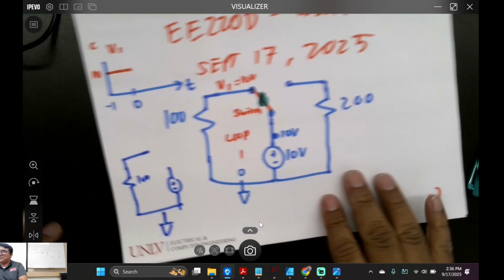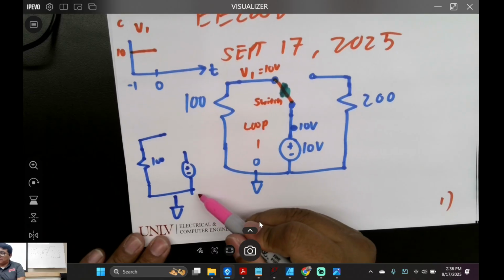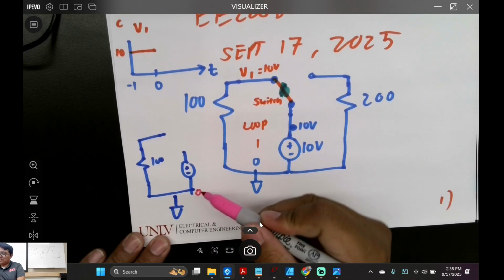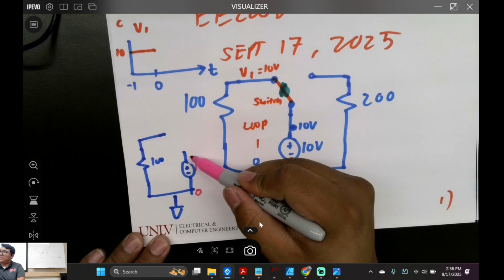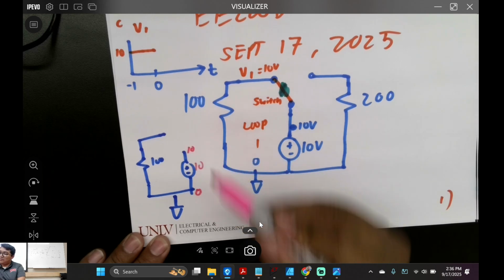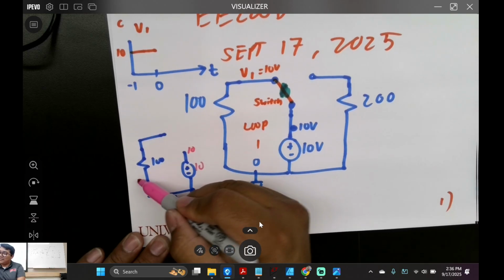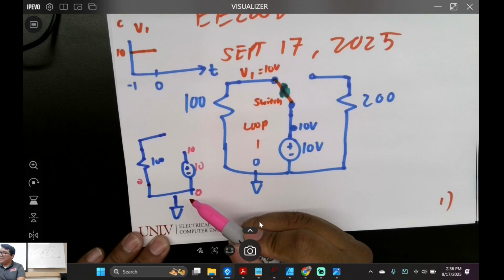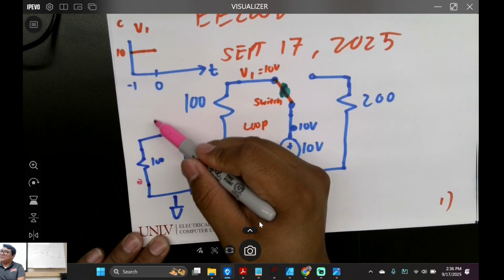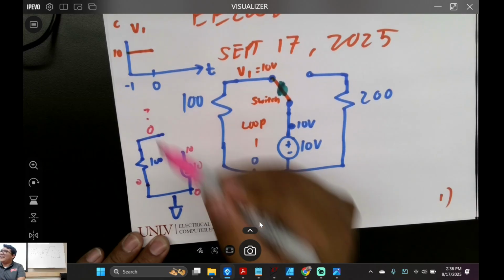So let's do a refresher. What's the voltage over here? 0, right? And this is 10 volts, right? What's the voltage over here? 10, right? What's the voltage over here? 0, right? So everyone, tell me, what's the voltage over here? Why?